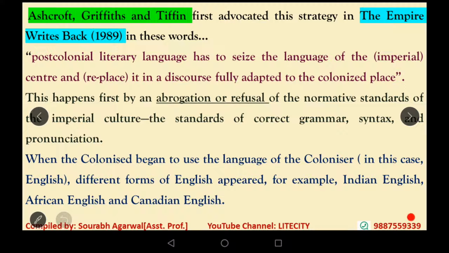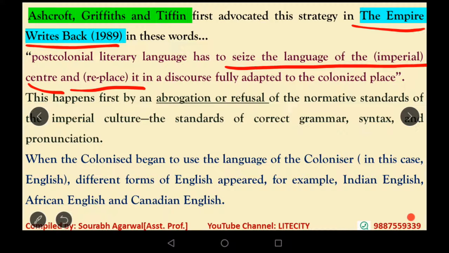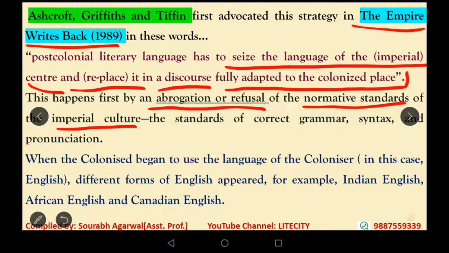Bill Ashcroft, Griffiths and Tiffin were the first who advocated this strategy in their canonical work The Empire Writes Back, in these words: "Post-colonial literary language has to seize the language of the imperial center and replace it in a discourse fully adapted to the colonized place." This is the main mantra, this is the main code, that displacement of colonial language with the colonized language. Though the medium, the language, is English, its context is completely changed. "This happens first by an abrogation or refusal of the normative standards of the imperial culture, the standards of correct grammar, syntax and pronunciation."